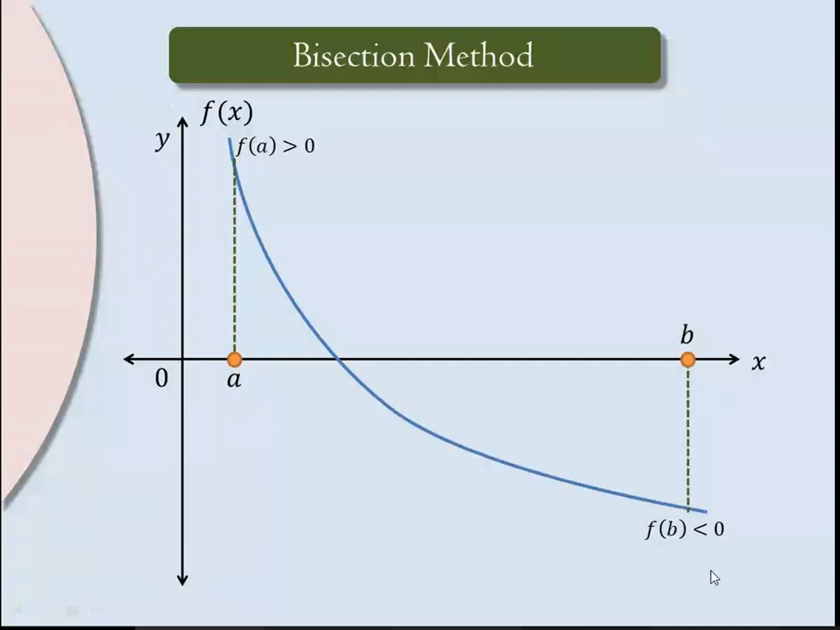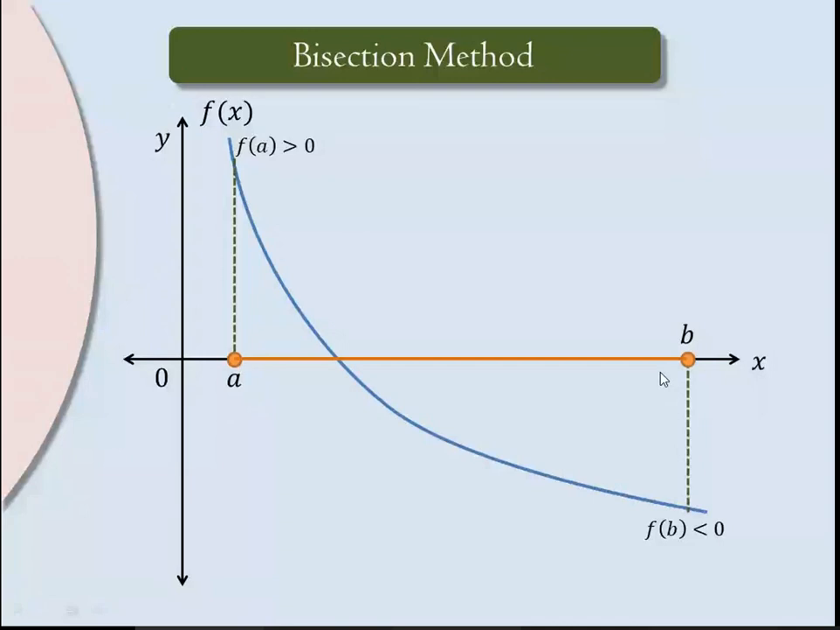We get the product negative only when the functions have opposite signs. Because if both are positive, their product will be positive. If both are negative, then the product will be positive. So the product will be negative only when they have opposite signs. Either f of a is positive and f of b negative, or f of a negative and f of b positive. Either condition may be there. If we have such a condition, then the root will be between a and b.